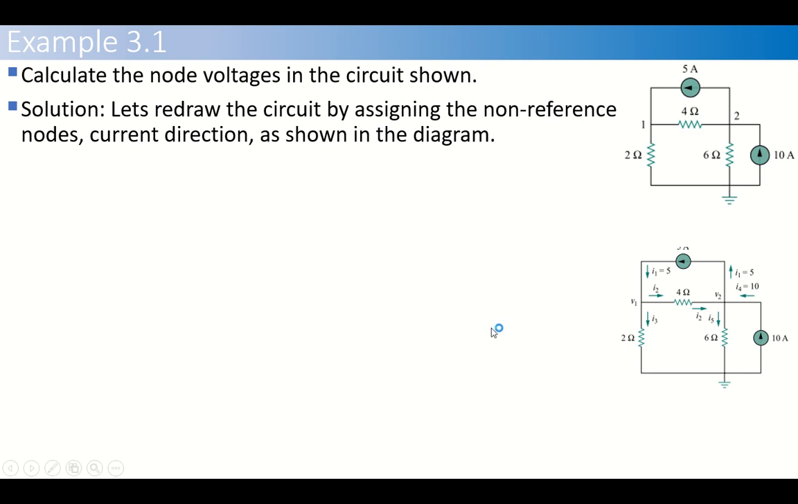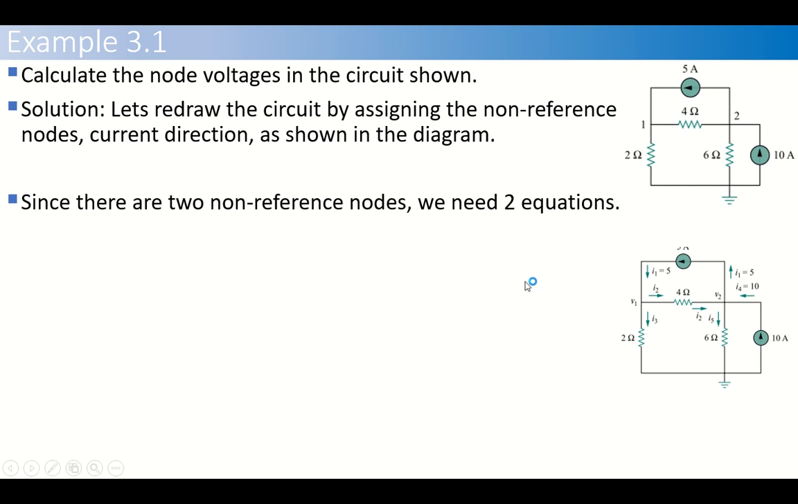One thing you can observe is that there are two non-reference nodes. This is node number 1, this is node number 2, and this is the ground node. So there are a total of 3 nodes: one ground node, a reference node, and 2 non-reference nodes. This means there will be two unknowns arising, the voltage at this node and the voltage at this node with respect to ground. Let's call this voltage V1 and this voltage V2.